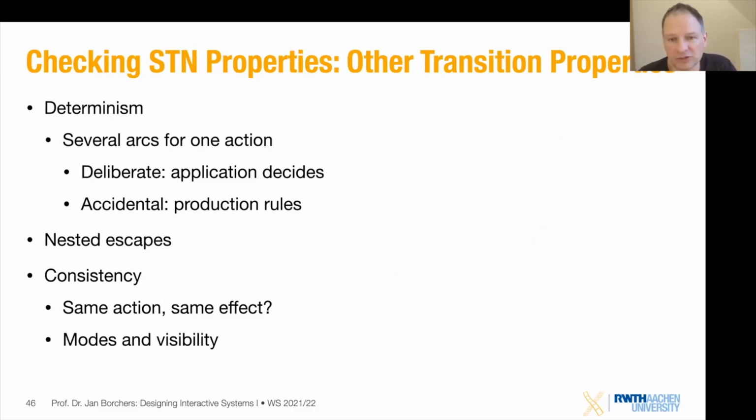There are more properties, especially properties of transitions, that you can check in STNs. One is determinism, right? Deterministic automata are those that will not have more than one transition out of a state for a particular trigger coming in. And if you have a state transition network in which you're in a state and a particular event happens, and there is more than one exiting arrow that fits that event, so that could possibly be used to exit the state, then you have a non-deterministic automaton.